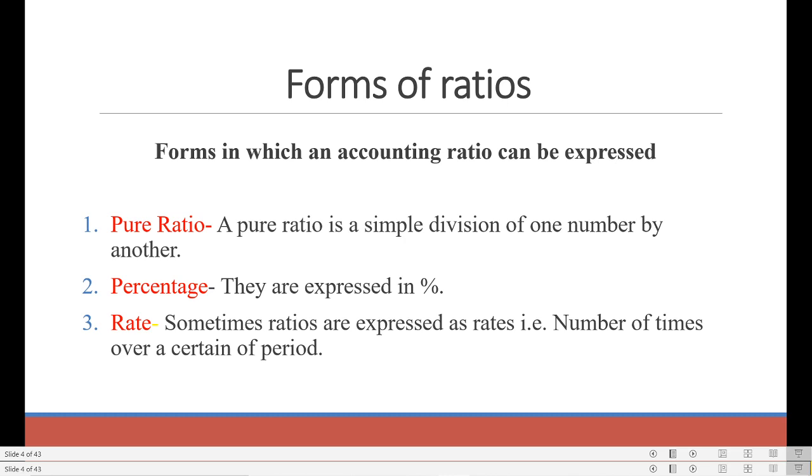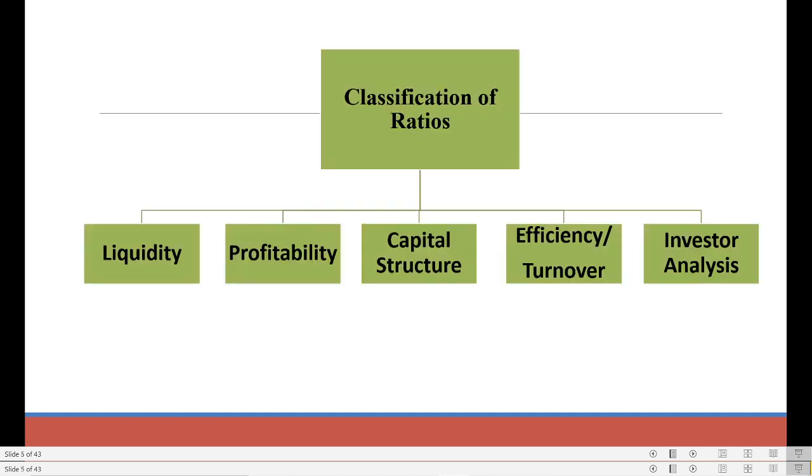Next is forms of ratio. Forms of ratio means how ratios are expressed. We often see ratios expressed in percentage or sometimes in proportion. So these are the three which I have noted down here. First is pure ratio, meaning it is a simple division of one number by another. Percentage means they are expressed in percentage, and rate means sometimes they are expressed as a rate, for example number of times, number of days. Likewise, we'll be seeing examples of this in the next part of the video.